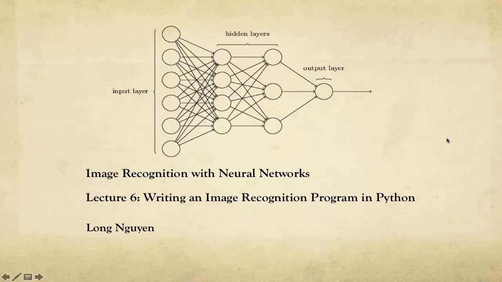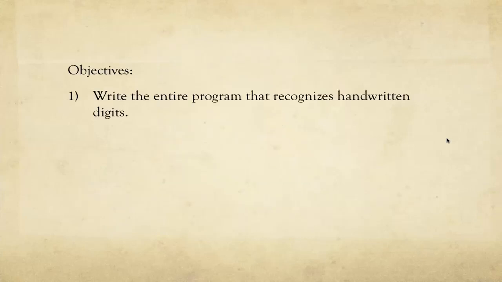Welcome to the lecture series on image recognition with neural networks. This is lecture 6, where we'll be writing the entire image recognition program in Python. Here are the objectives. We'll write the entire program that recognizes handwritten digits. We'll talk about what we didn't cover in the lecture series and what we'd like to cover possibly in a future lecture series.